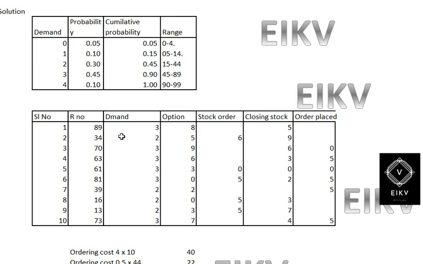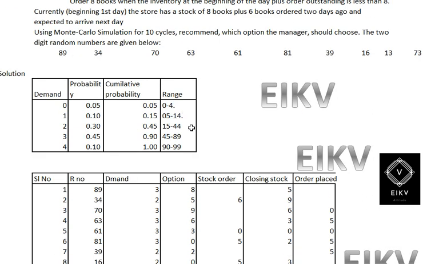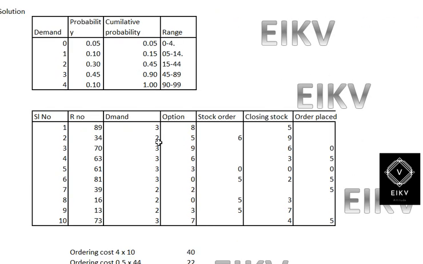Going ahead with the next day, the random number is 34. When we check the range, it is between 15 to 44, so the demand of the book will be 2. We have 5 as the opening balance, taken over from the previous day. Then 2 is reduced, and it is given in the question that a 6-book order has already been made and will be delivered on the second day. Therefore, the 6 books are delivered. The closing balance will be 5 plus 6 minus 2, which is 11 minus 2, giving 9 as the closing balance, which is carried to the next day.